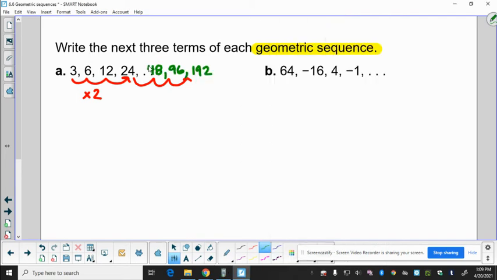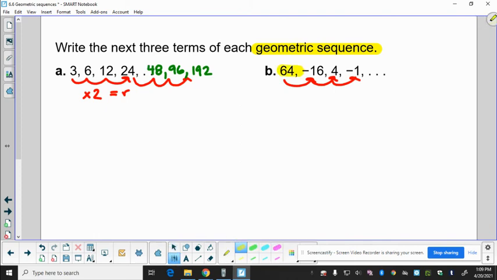Easy enough, right? How about part B? This one might be harder to figure out. What do you do to get from one number to the next? Remember now, this is called the common ratio. What is the common ratio here? This one might be harder to do.